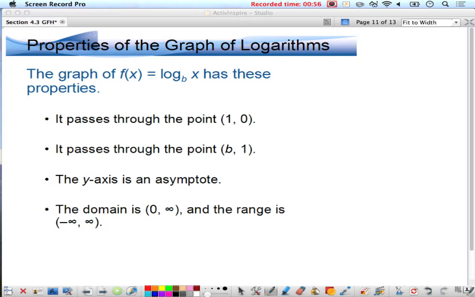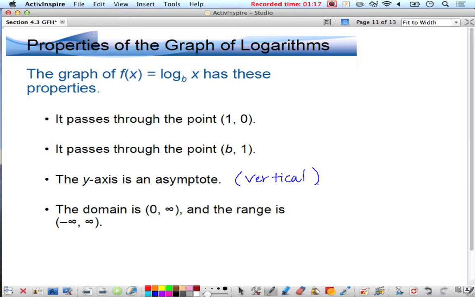The y-axis is still an asymptote. That's different. What's an asymptote for the exponential? The x-axis. So what type of asymptote is this? The y-axis is a vertical asymptote. Will they ever be shifted vertically? Not vertically, no. Because if you shift a vertical asymptote vertically, it's still in the same spot. And then finally, the domain is everything from 0 to infinity, but the range is all real numbers.